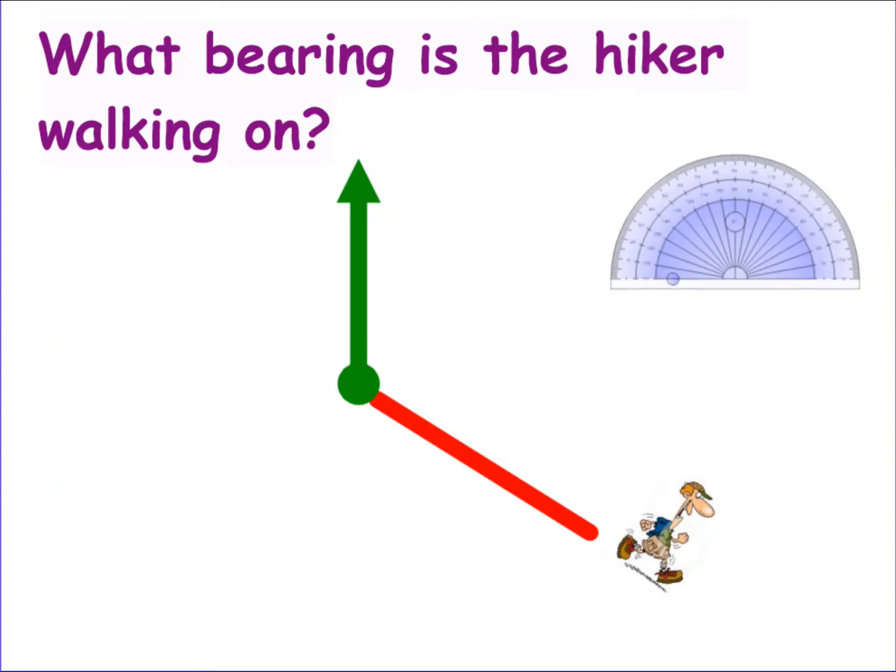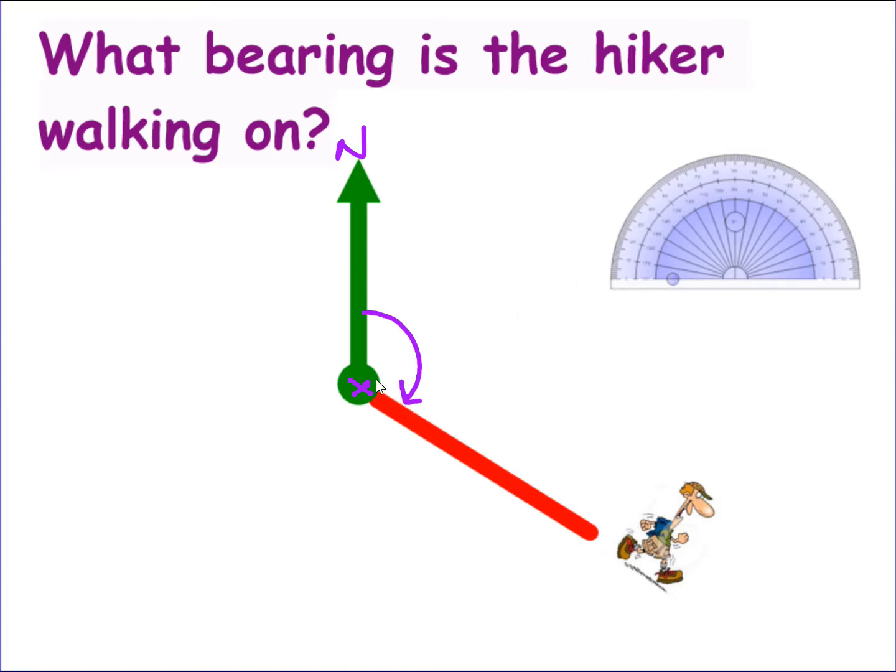So let's have a look at these questions and show you how to do this. First question is, what bearing is the hiker walking on? So if his start position was here, we have to draw our reference relative to north. That's rule number 1. Rule number 2 is we have to go clockwise from north to measure our angle. And then finally, whatever our angle is, it has to have 3 digits.